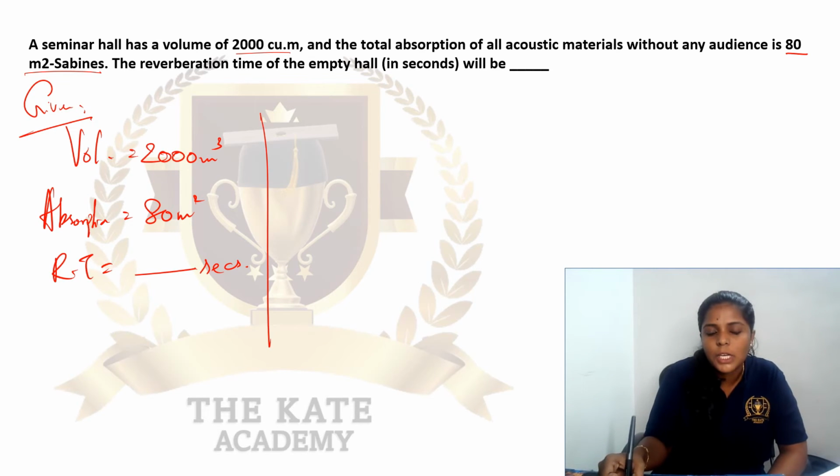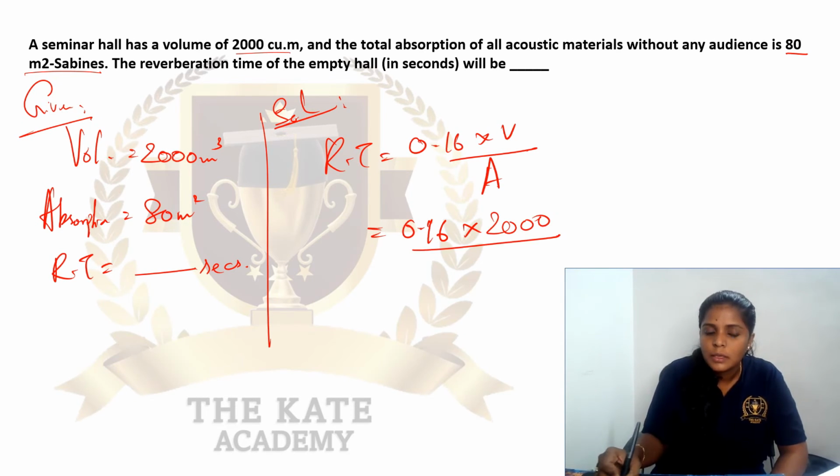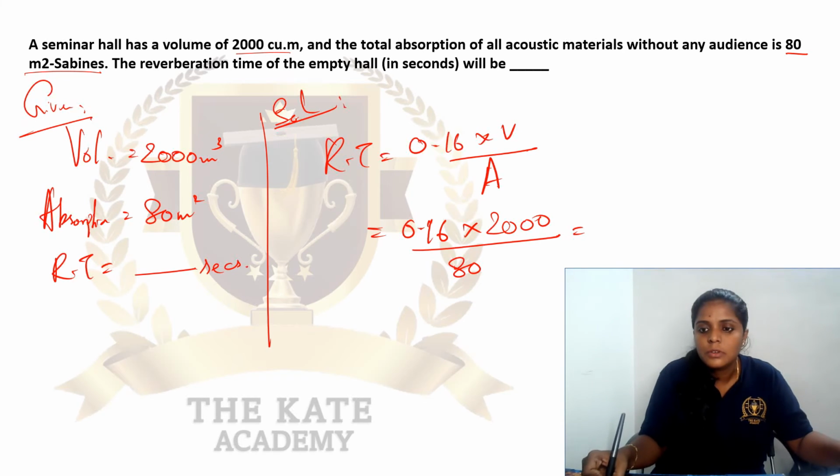We know the formula. Solution: reverberation time is equal to 0.16 into volume by A. So 0.16 into your volume, which is 2000 meter cube, divided by 80, for which you will get an answer of 4 seconds.